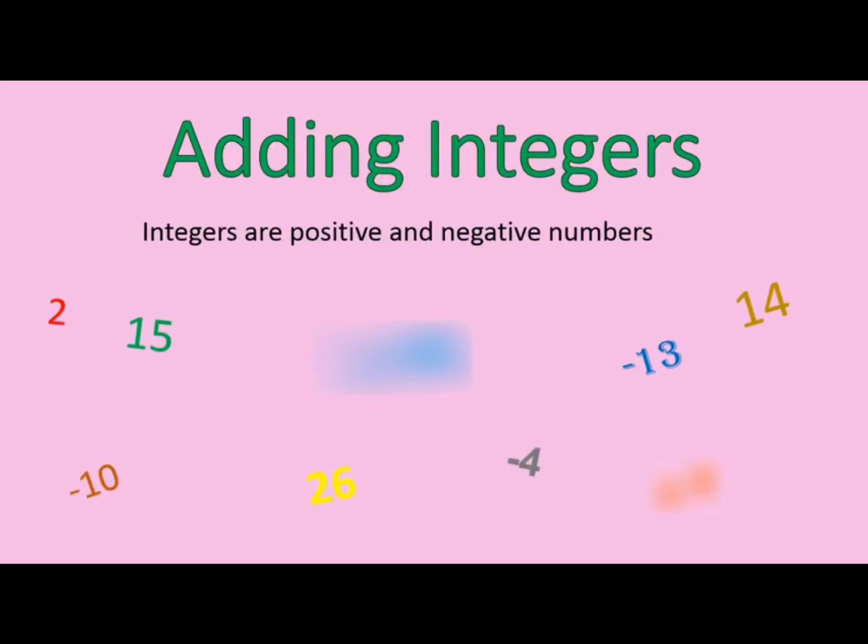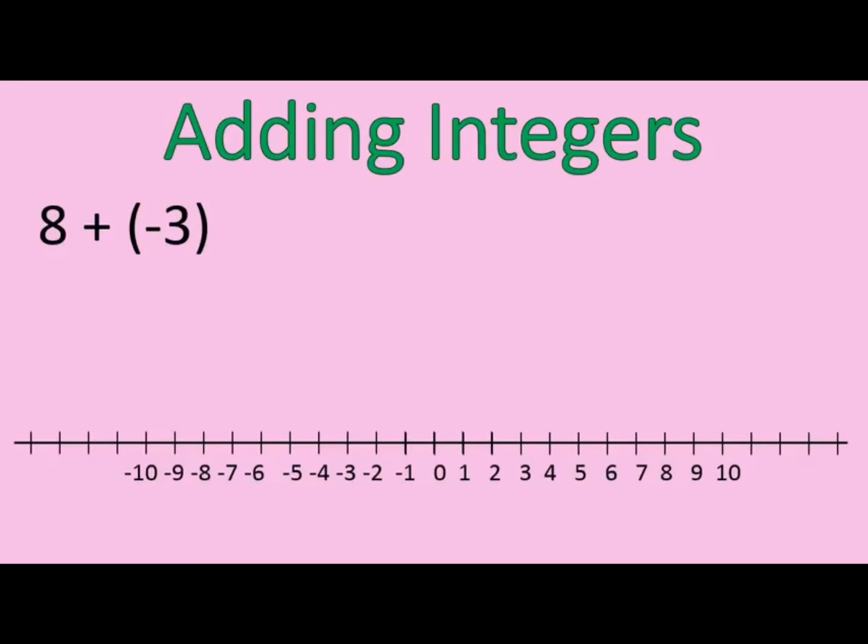We'll be adding and subtracting today. So our first example is 8 plus negative 3. I have a number line here along the bottom just to show some positive and negative numbers. Notice 0 sits right here in the middle. Positive numbers move to the right. Negative numbers starting at 0 move to the left.